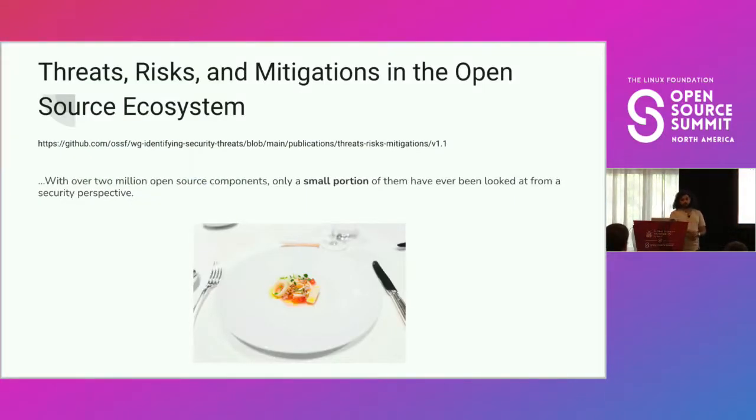Another interesting fact from this other research paper, Threats, Risks, and Mitigations in the Open Source Ecosystem, is that it's an approximation, but with over 2 million open source components at this time, only a small portion of them have been looked at from a security perspective. And typically, what we mean by that is auditing, reviews, independent verification of these projects.